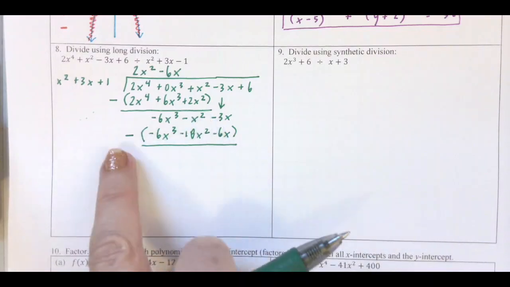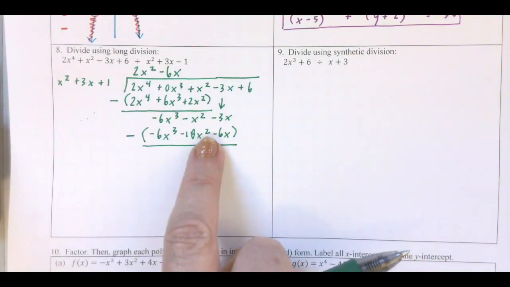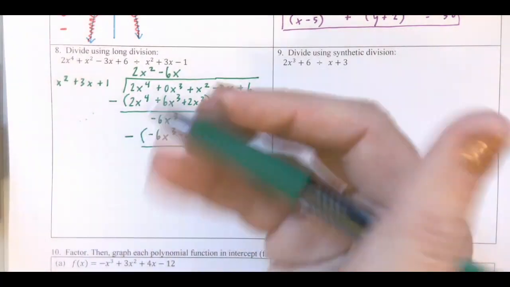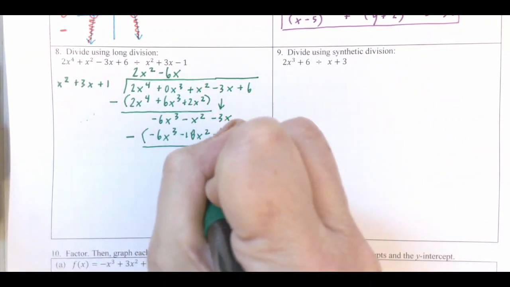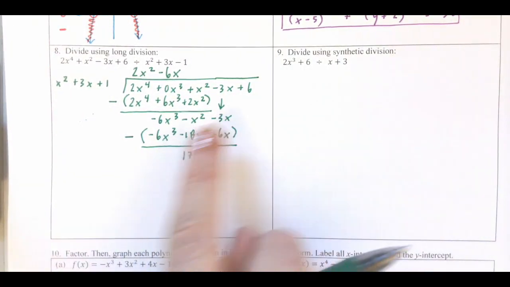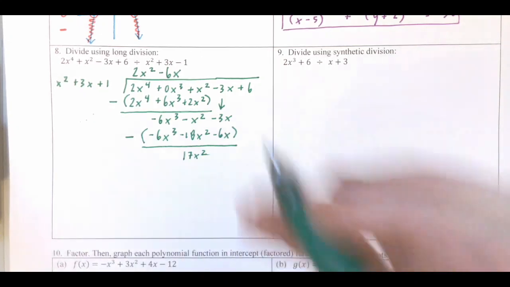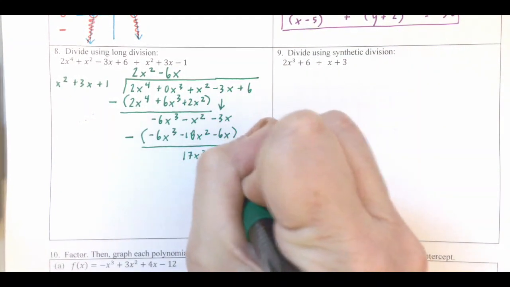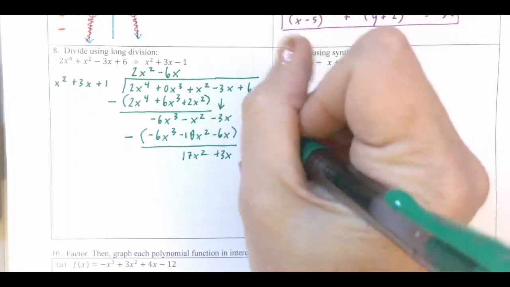Negative x to the 2nd minus a negative 18x squared, so that reads as a plus. And then negative 3x minus negative 6x is plus 3x. Bring down that last term.